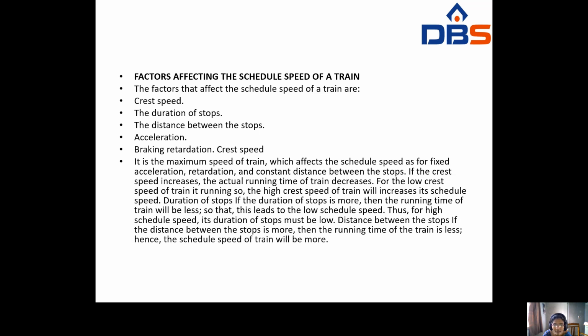So the duration of the stops is more. At that time the running time of the train will be less, so that it leads to the low schedule speed. Whenever the duration of the stops is more, the running time of the train will be less, so that it leads to the low schedule speed. For a high schedule speed, the duration of the stops must be low.